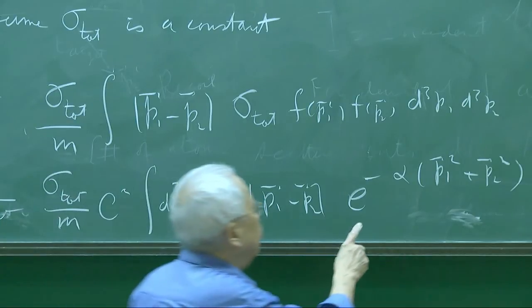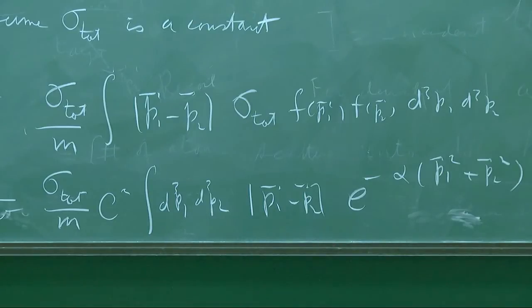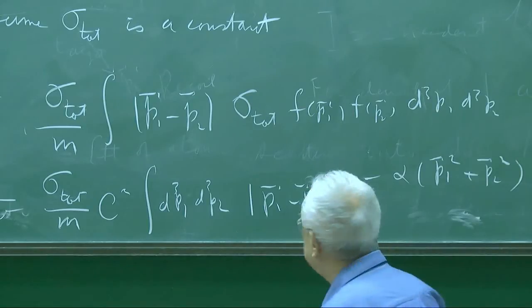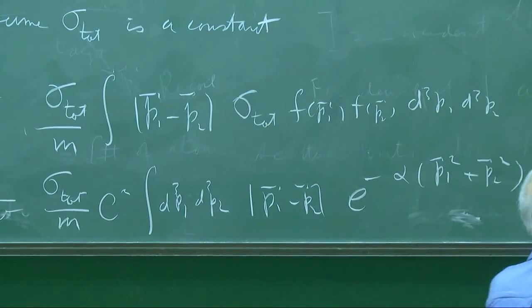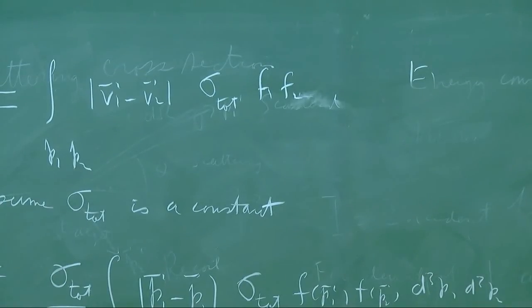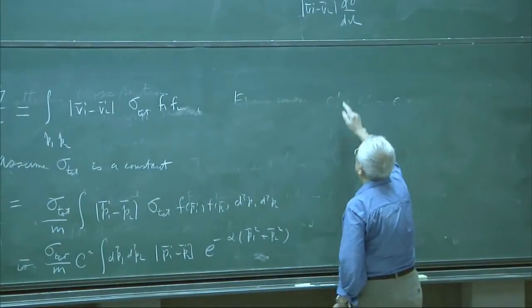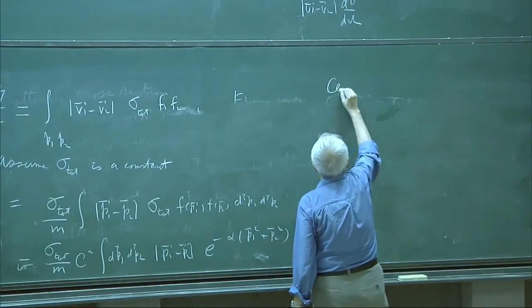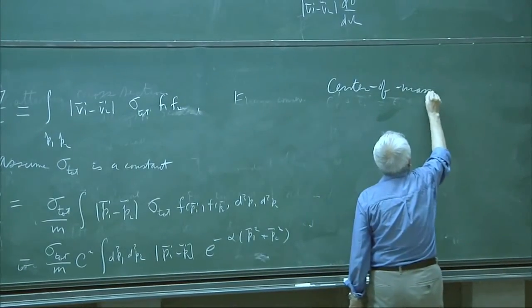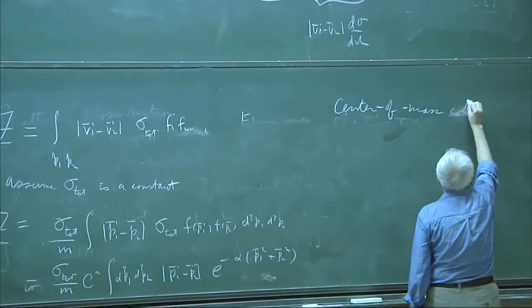Now this factors into that, but this doesn't factor. So the way to do this is to go into center of mass coordinates. You introduce center of mass coordinates. These are in the lab frame, so to speak. You go to the center of mass coordinate system, center of mass frame.